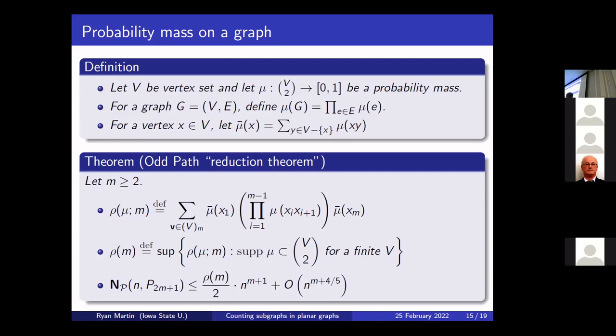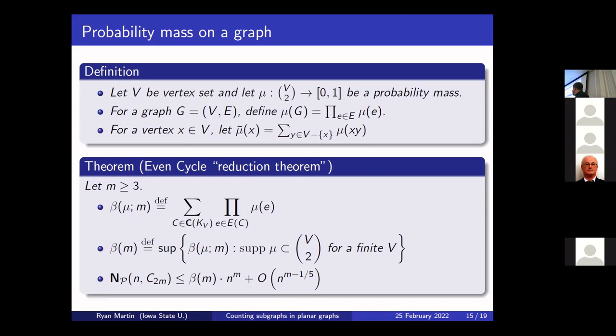And then among all probability masses for some finite V, we find the supremum of this expression. And then we prove that the number of paths of the form 2m plus 1 is at most rho of m over 2 times n to the m plus 1 plus big L of this smaller order term. And that's the general approach. And Chris and I both like this idea of let's put probability masses on a graph. And this is done for various things. It's not terribly new, but it's interesting that it counts this, especially for these types of things.